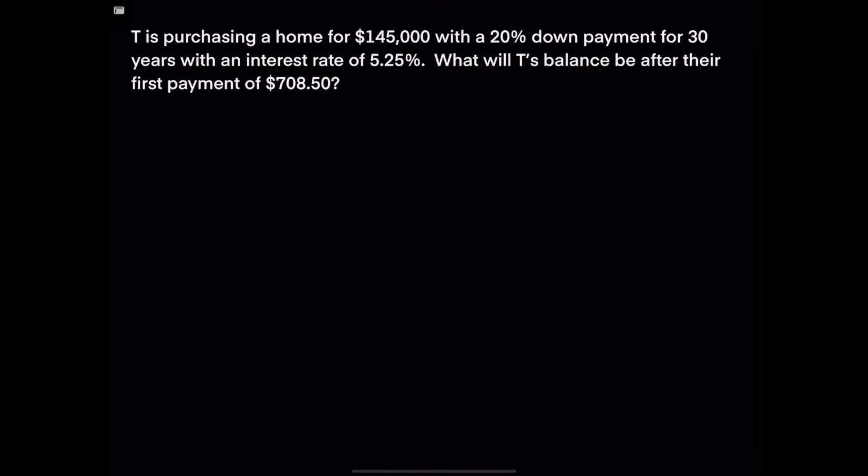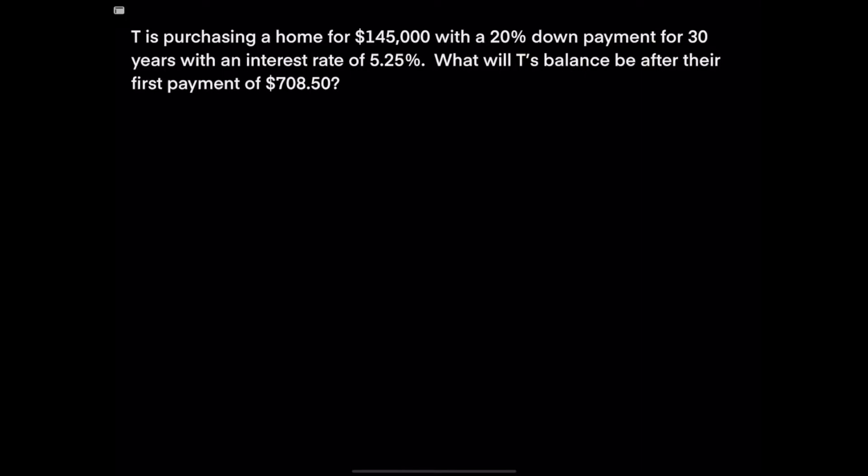T is purchasing a home for $145,000 with a 20% down payment for 30 years with an interest rate of 5.25%. What will T's balance be after their first payment of $708.50?